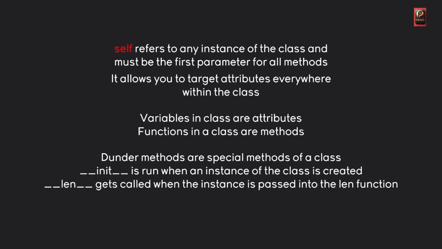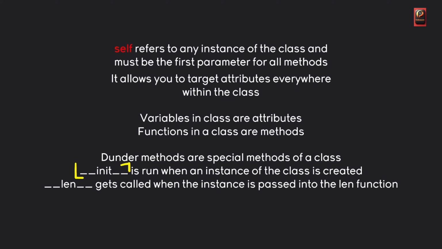Finally, there's one more concept that we have to cover, and this is dunder methods. Those are special methods inside of a class. They always start with a double underscore and end with a double underscore. For example, one really common dunder method is called dunder init, which is run when you are creating an instance of the class. Dunder, by the way, stands for double underscore, that's all it means.